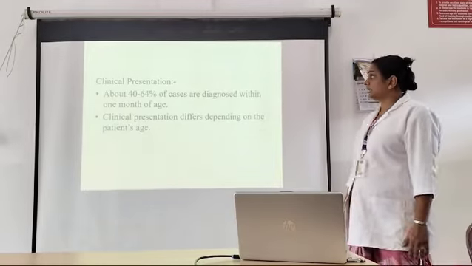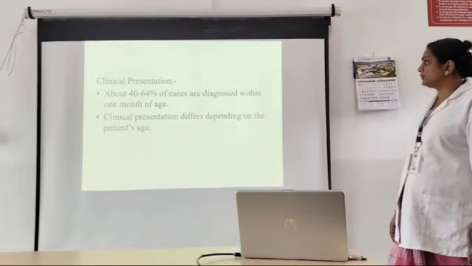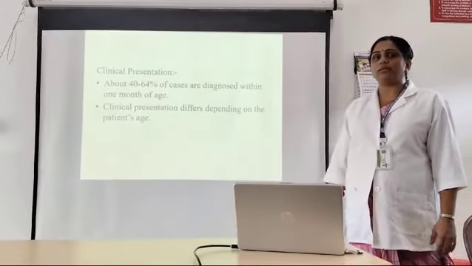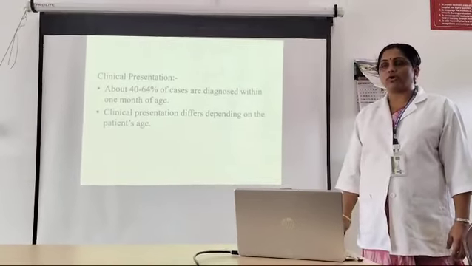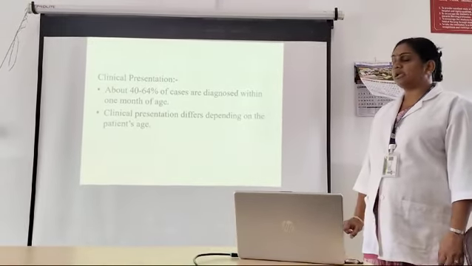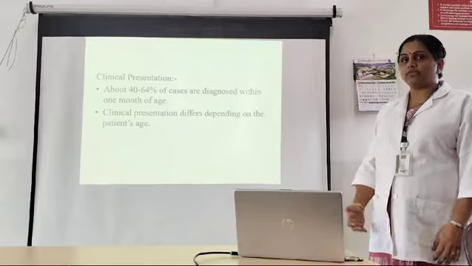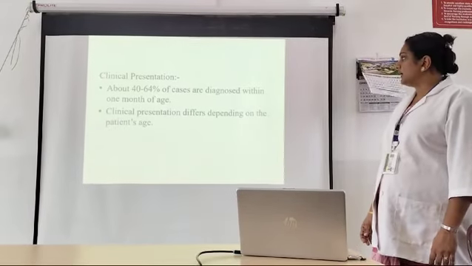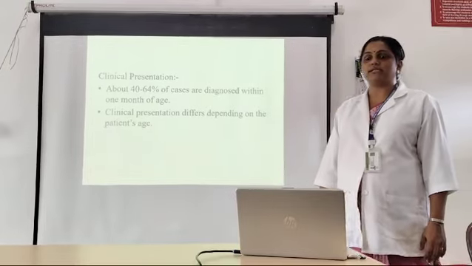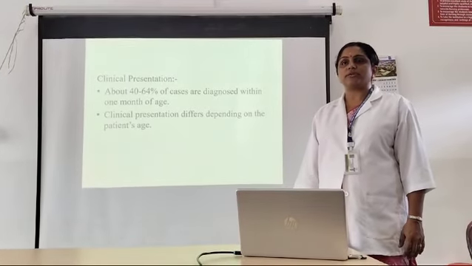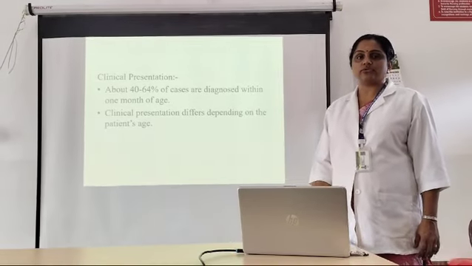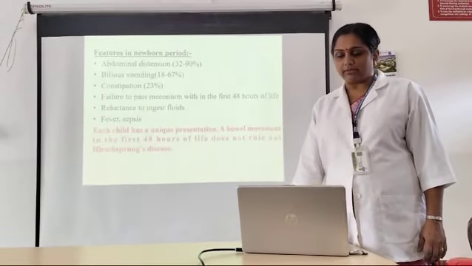Then clinical presentation. About 40 to 64% of cases are diagnosed within 1 month of age. It is a congenital disorder, we already talked about that. You can see it occurring within 1 month of age; we can identify it within the first month. And clinical presentations differ depending upon the patient's age. The clinical presentation also differs for neonates and older children. We can see them one by one.